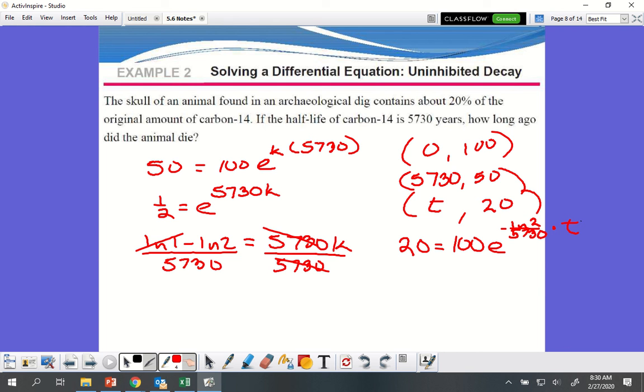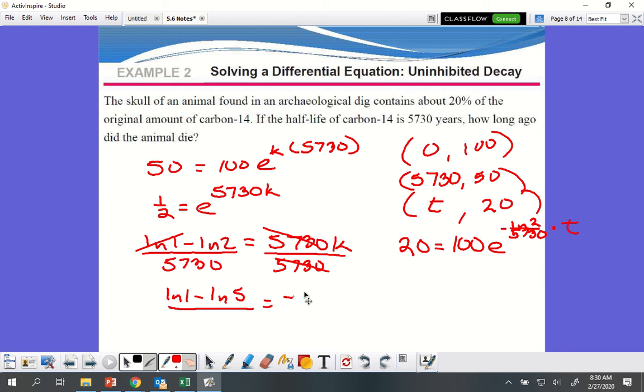And divide by 100, so 20 over 100 is 1 over 5, right? So I should have ln of 1 minus ln of 5 over, what's that going to give me? Not yet, not yet. Equals, okay, let's do that part first.